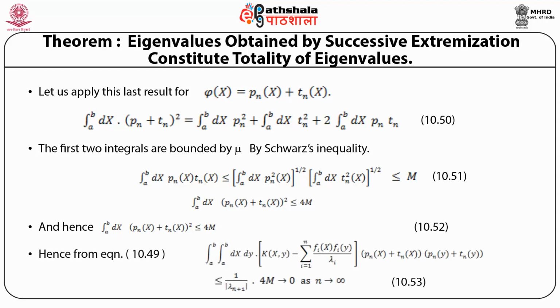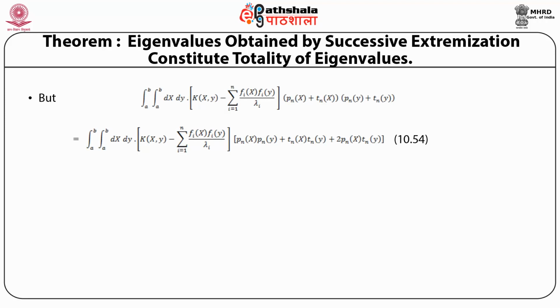Hence we have the result that the integral of K(x,y) minus the sum over i from 1 to n of f_i(x) f_i(y) by lambda_i, the whole thing multiplied by (p_n(x) plus t_n(x)), further multiplied by (p_n(y) plus t_n(y)), integrated over dx and dy, is less than or equal to 1 upon lambda_(n+1) into 4m, and it goes to 0 as n goes to infinity.